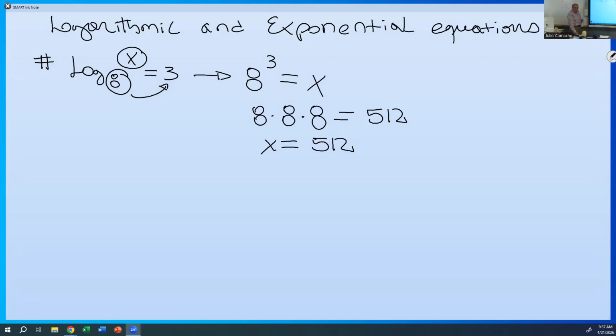But if x is the base, you still solve it the same way, right? You go backwards, same steps. Imagine that you have x to the third power is equal to 81. What is the only number that you can raise to the third power to get 81? What will be the number?